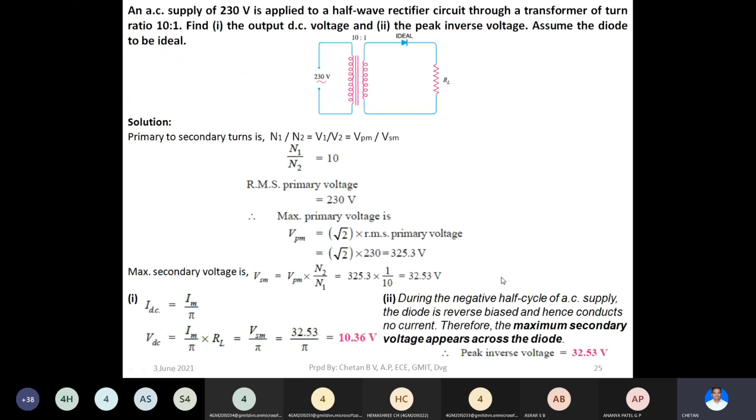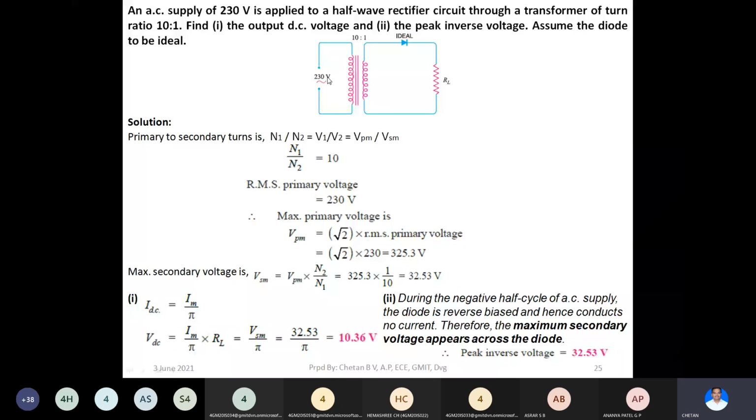After that, we have solved some numerical examples in the last class. This is the first example, which is on a half wave rectifier. In this example, the important thing is they have given a transformer and they have given the input at this transformer, meaning the voltage at the primary, and this voltage is in RMS value.